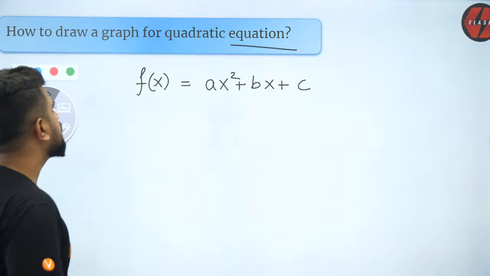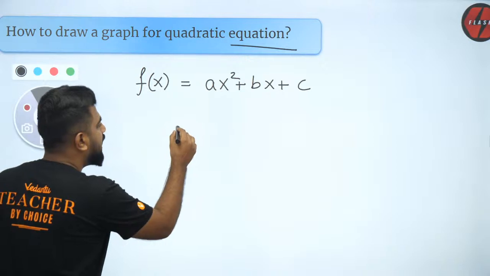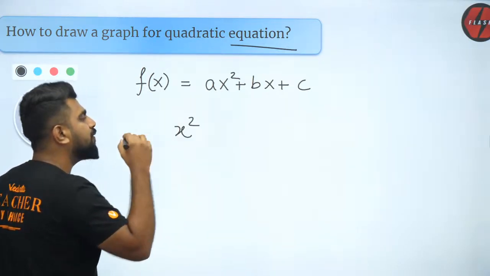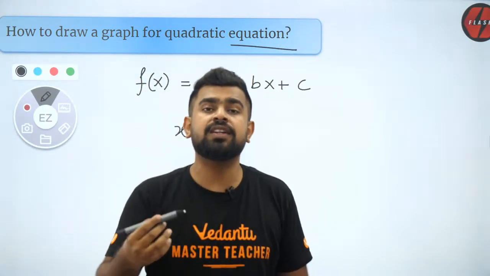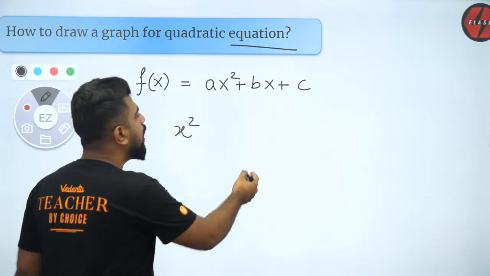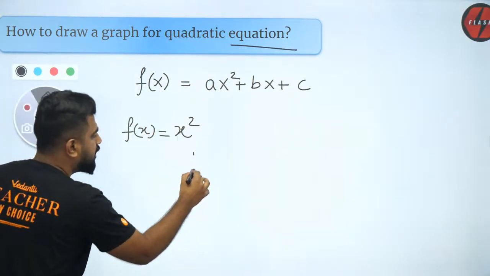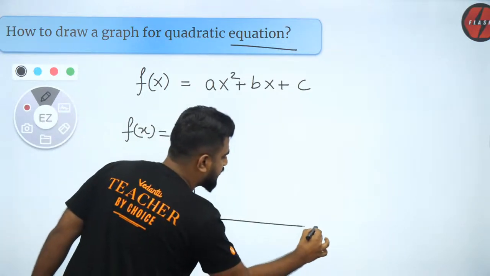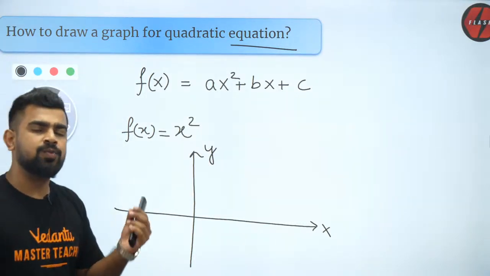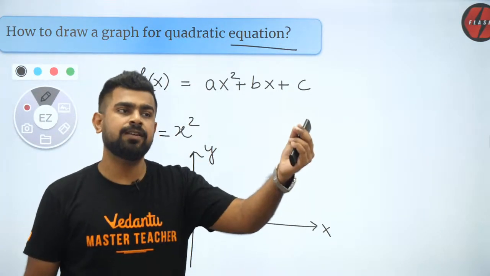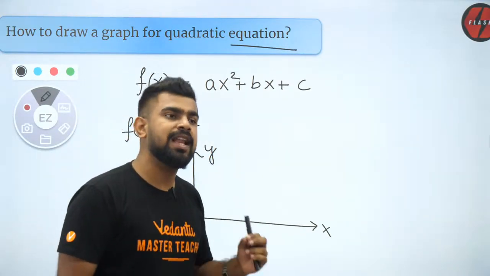So coming to this quadratic graph, first of all, let's start from the basics. How do you draw the graph of x square? Can anybody tell me how do you draw the graph of x square? So first of all, you need to take f of x as x square, and then you will draw the x-axis and the y-axis, isn't it? Now, as my x varies, my y will also vary. Are you all able to understand that?